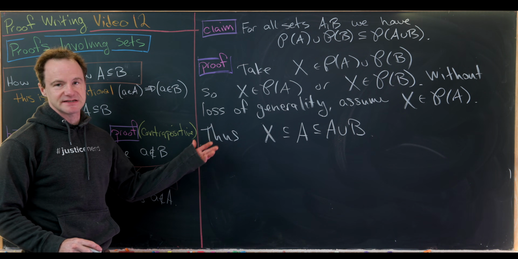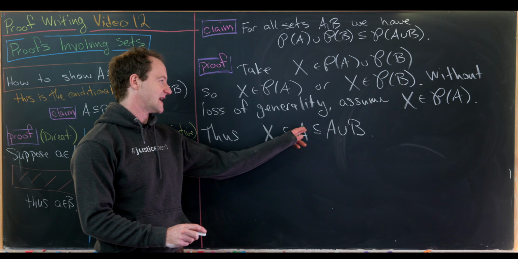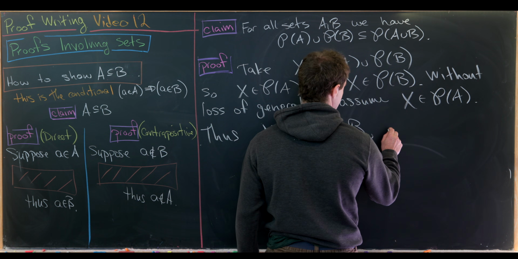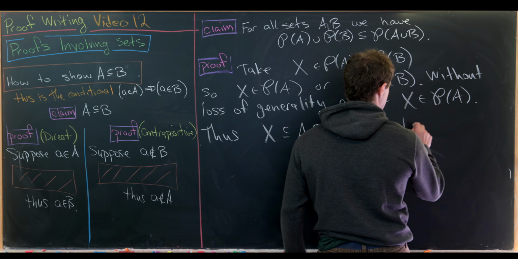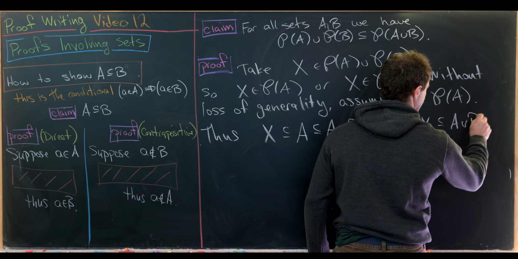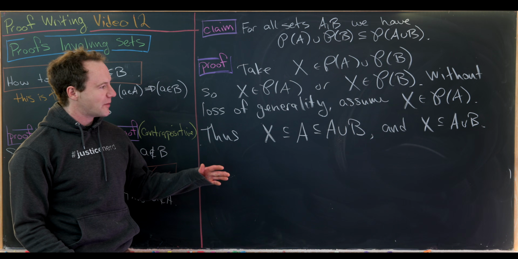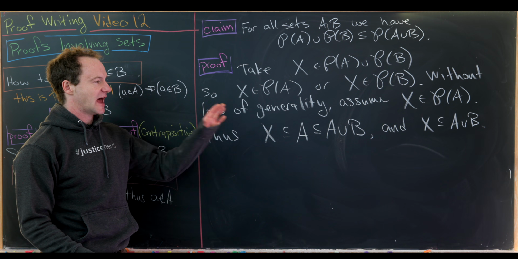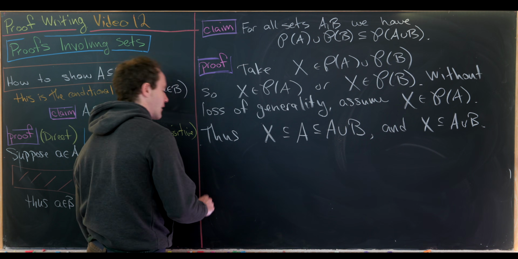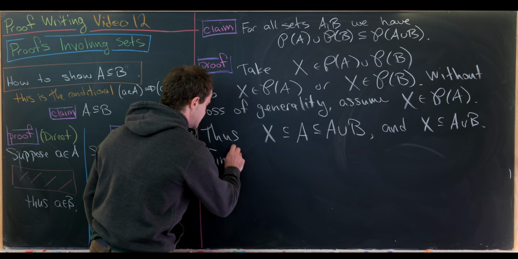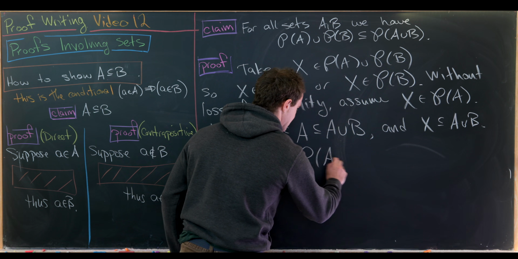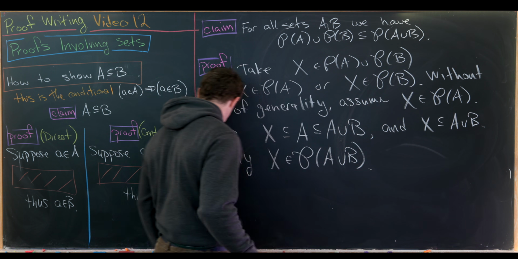But being a subset is a transitive property, so that means X itself is a subset of A union B. So I'll just add that on, that X itself is a subset of A union B. But now we'll go back to power set world. So if X is a subset of A union B, it's an element of the power set of A union B. So we'll write that as, finally, X is an element of the power set of A union B.